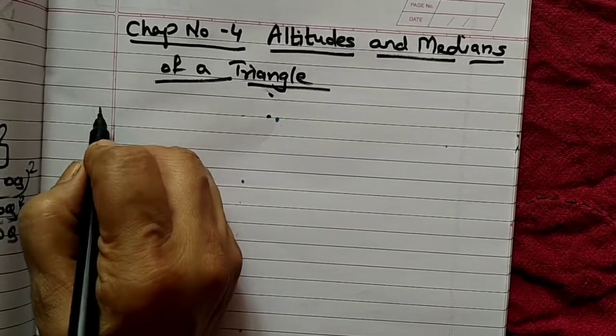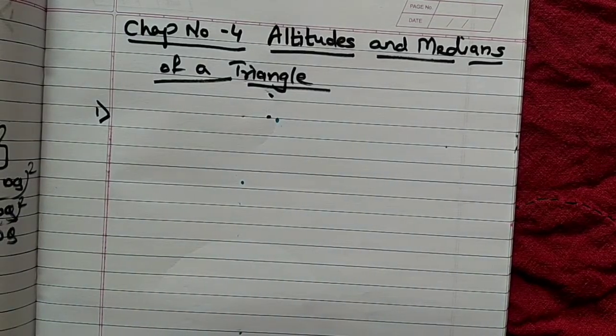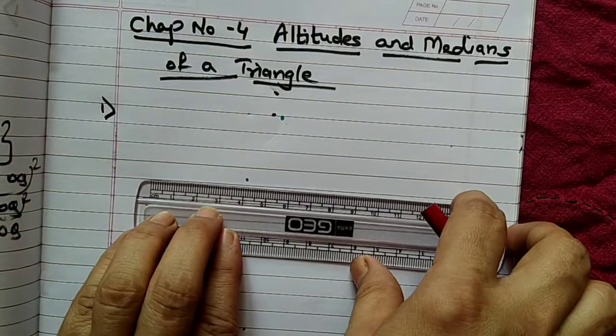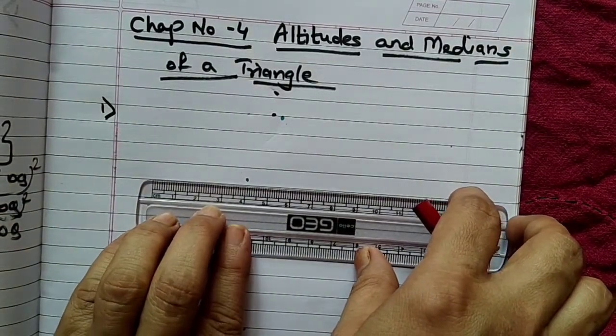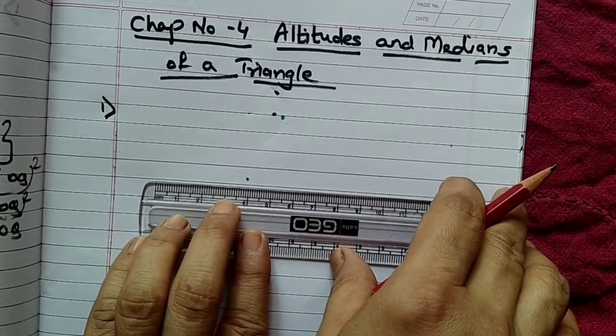So first we'll draw an acute angle triangle. Now you know what is an acute angle triangle. When all the three angles of a triangle are acute, it is known as an acute angle triangle. Acute angles are less than 90 degrees. So measurement is not given. We can take any measure.